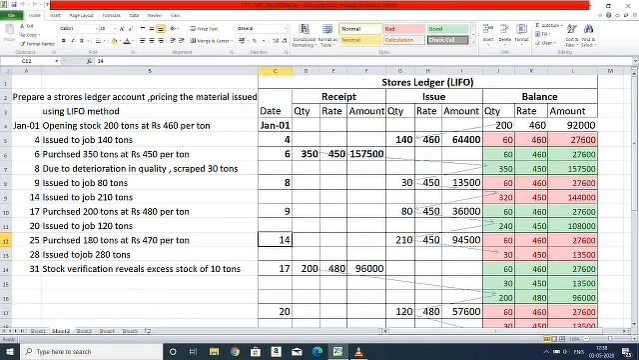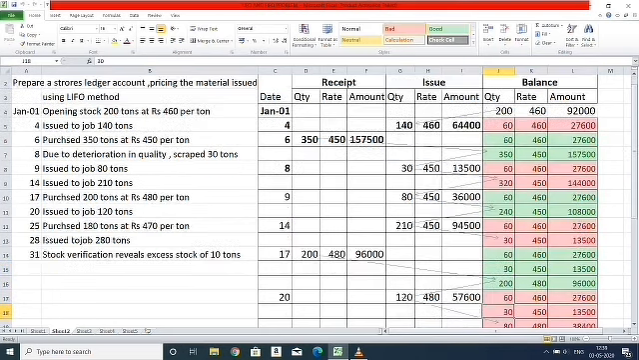Then on January 17, we again purchased 200 tons at rupees 480 per ton. 200 tons at 480 per ton, 96,000. This will also form part of our closing stock. Now our closing stock has 60 already from our opening stock, then 30 from our 350 lot, and now we purchased 200. So our closing stock comprises 60 into 460, 27,600, 30 into 450, 13,500, 200 into 480, 96,000.